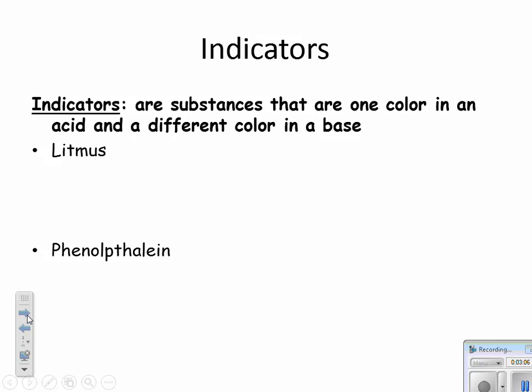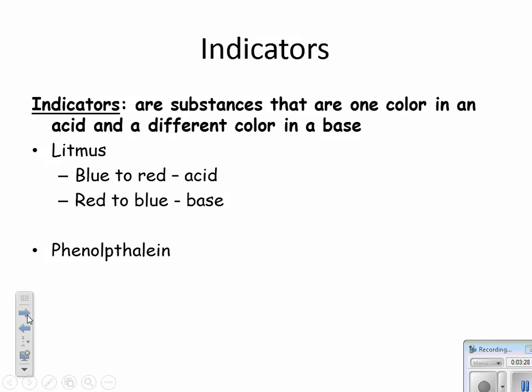We talked about litmus the other day, and you used it in the lab, and Don Showalter reminded you that litmus, blue to red, is acid. And then when red litmus turns blue, that would indicate a base. We use litmus paper, which is just a piece of paper that is soaked in litmus dye and then dried.